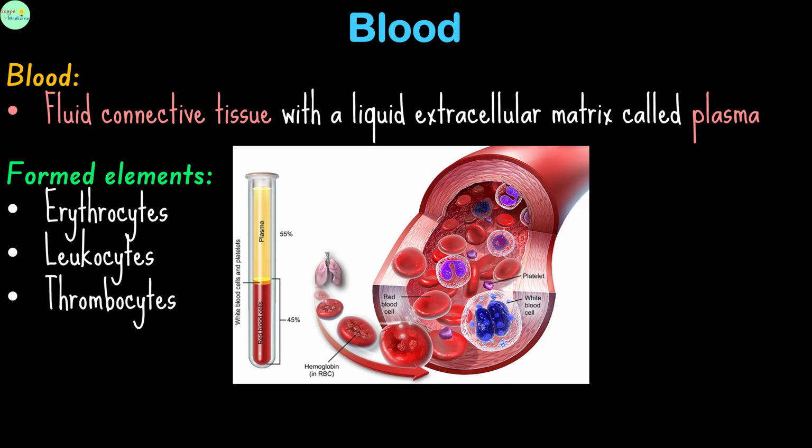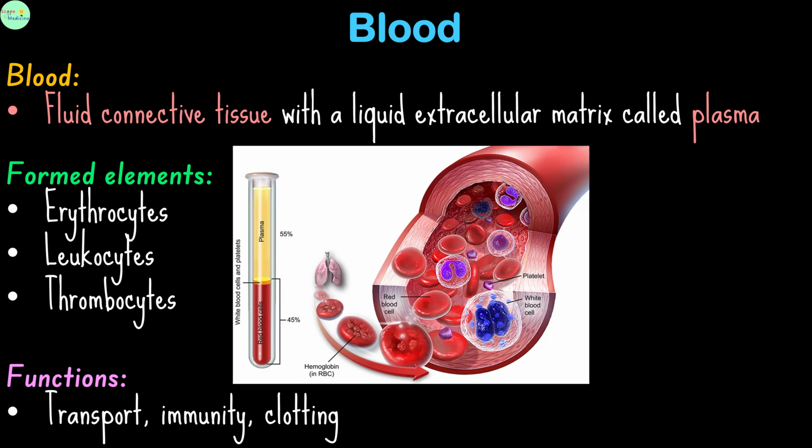Thrombocytes are platelets, which are small, enucleate cell fragments derived from megakaryocytes in the bone marrow, and they are essential for hemostasis and blood clotting, forming platelet plugs at sites of vascular injury and releasing factors that initiate and amplify the coagulation cascade. Blood functions in transporting oxygen, nutrients, hormones, and waste products throughout the body, in mounting immune responses against pathogens, and in forming clots to prevent excessive bleeding when blood vessels are damaged.